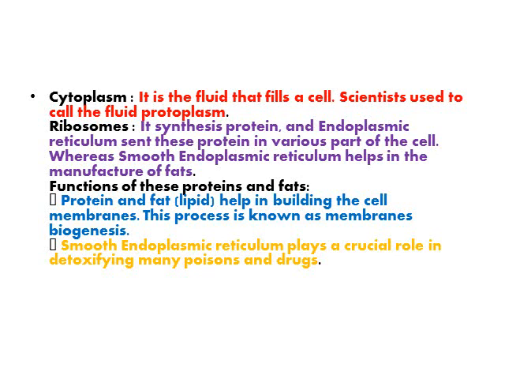Ribosomes synthesize protein, and the endoplasmic reticulum sends these proteins to various parts of the cell, whereas smooth endoplasmic reticulum helps in the manufacture of fats. Functions of these proteins and fats: they help in building the cell membrane. This process is known as membrane biogenesis. Smooth endoplasmic reticulum plays a crucial role in detoxifying many poisons and drugs.